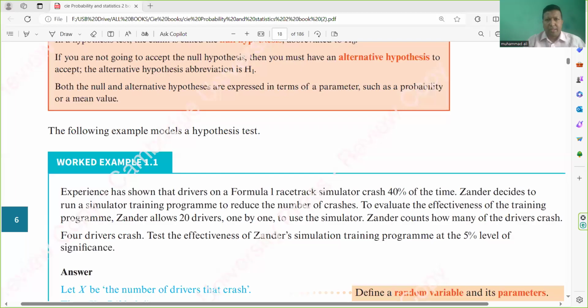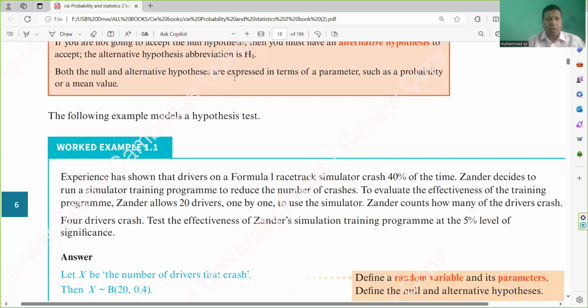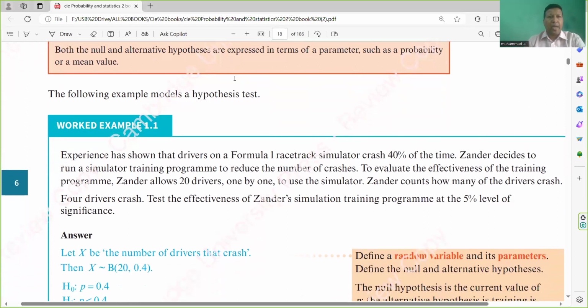Today we try to understand one question from the Cambridge International AS and A Level Mathematics, Probability and Statistics 2 course book, Chapter 1, Hypothesis Test. We try to understand this example, worked example 1.1.